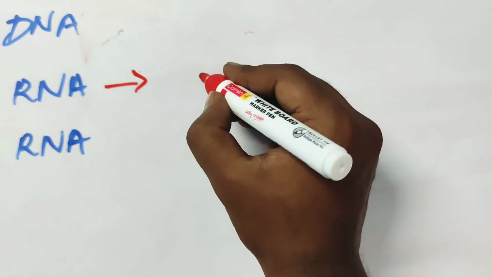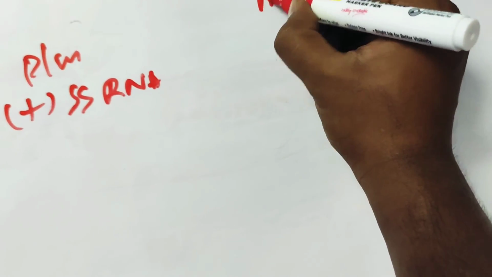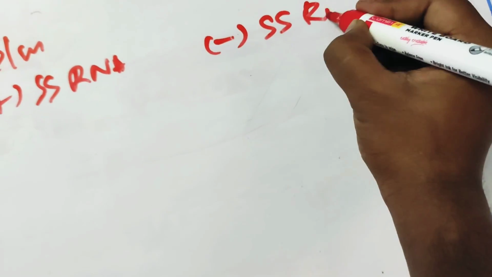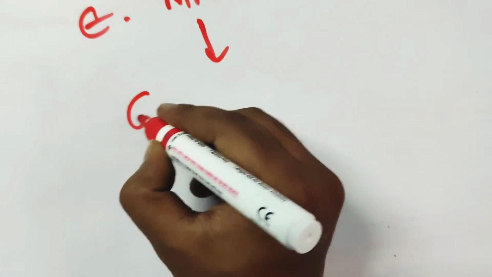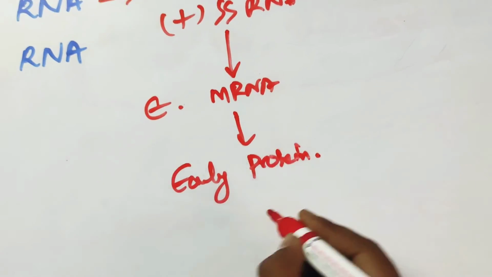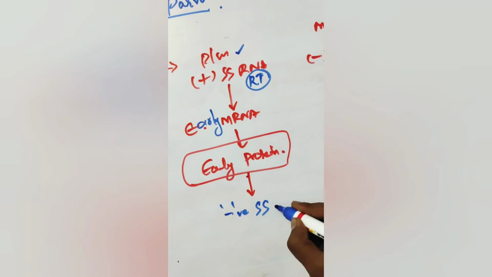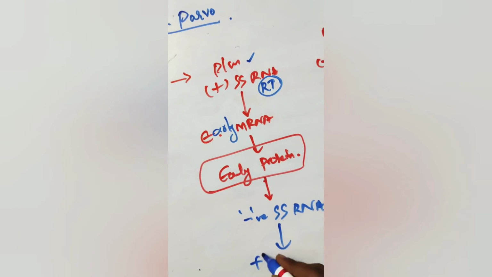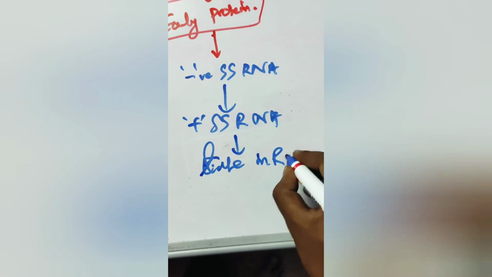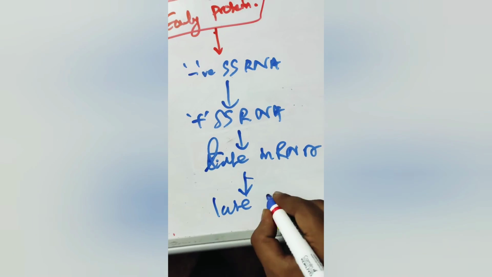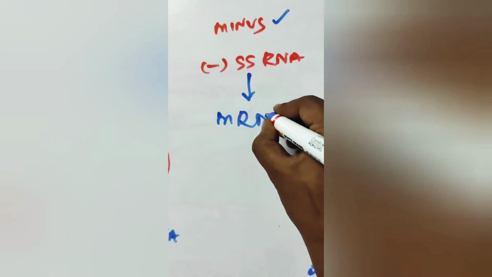Now the single-stranded RNA, which is in 2 forms: plus strand, which is called positive single-stranded RNA, and the other one is minus strand, which is called negative single-stranded RNA. The positive RNA forms early mRNA and early proteins. The single-stranded RNA, which already contains a reverse transcriptase enzyme, is converted into negative single-stranded RNA, which forms late mRNA and proteins. The minus strand already forms mRNA and is translated into proteins.